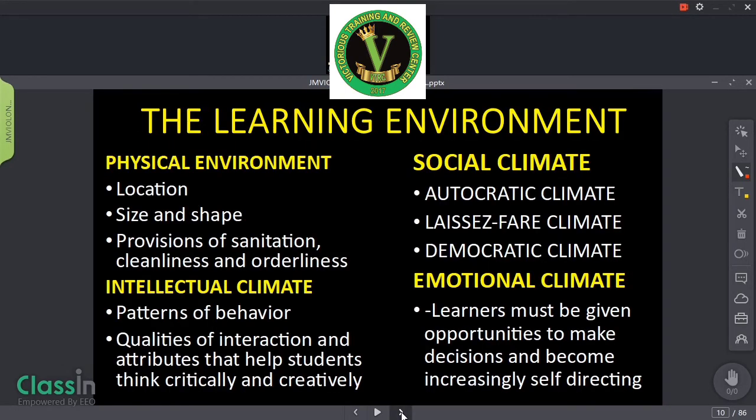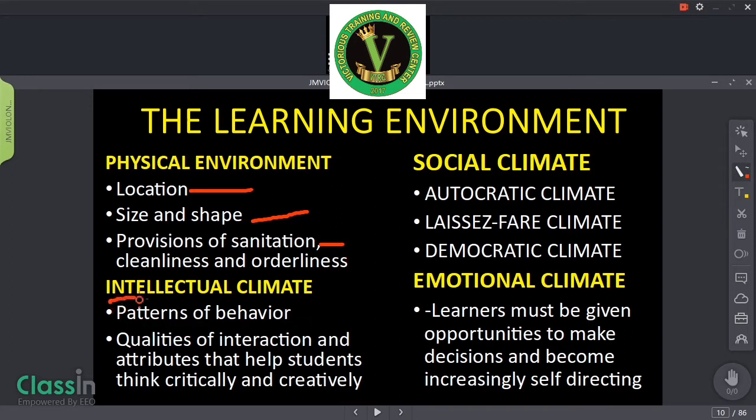Now let's talk about the learning environment, such as the physical environment, the intellectual climate, the social climate, and the emotional climate. The physical environment talks about the location of the classroom, the size and shape of the classroom, and the provisions for sanitation, cleanliness, and orderliness within the school premises. It's very important that the location should be safe and secured. Safety must be your priority. Size and shape of the classroom should be conducive for learning. And provisions for sanitation, like toilets and water, should be available to ensure that the physical environment of the school is suitable for the children.